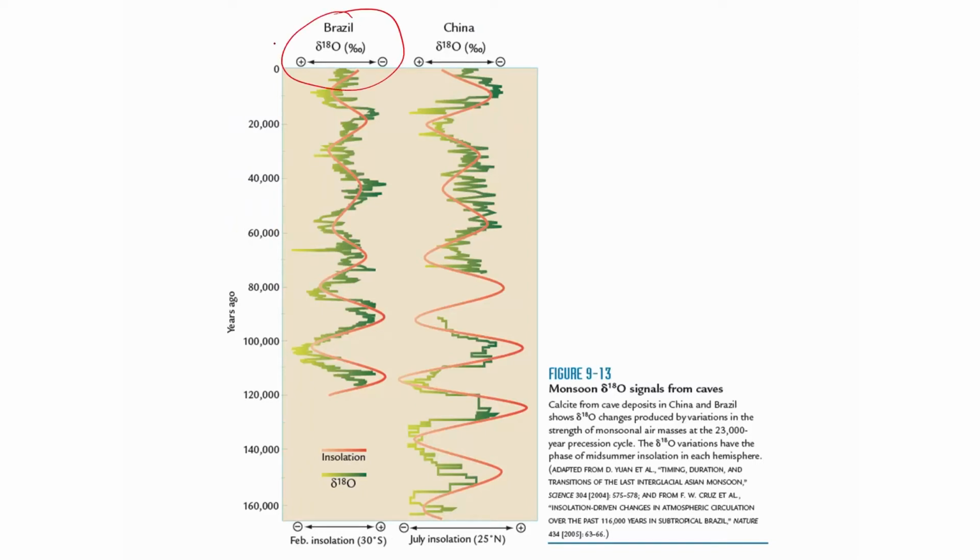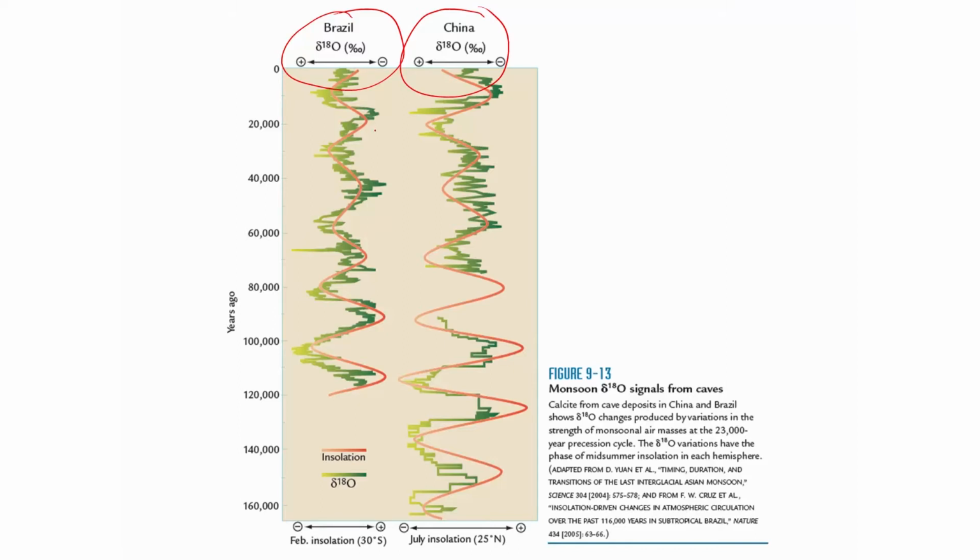For example, this is the signature in delta O18 from monsoon changes over Brazil, and this is the delta O18 signature from monsoon changes over China, the so-called broader Asian monsoon. We do not only have Indian monsoon, but there is also an Asian monsoon, as we saw in the map that showed the main monsoon regions.